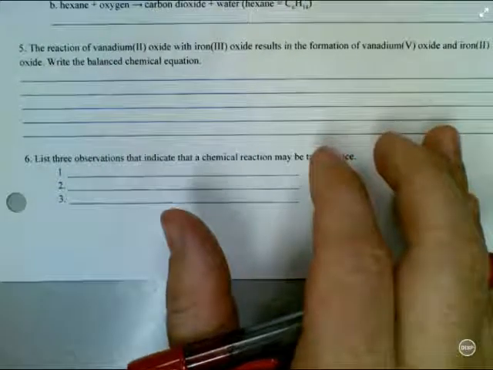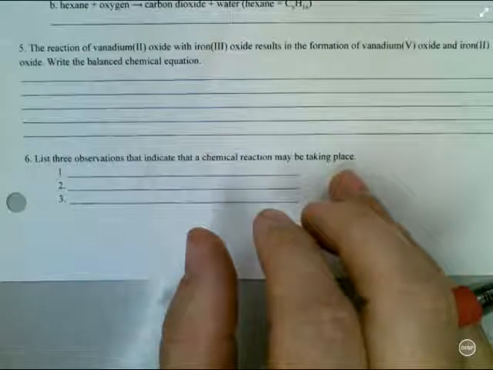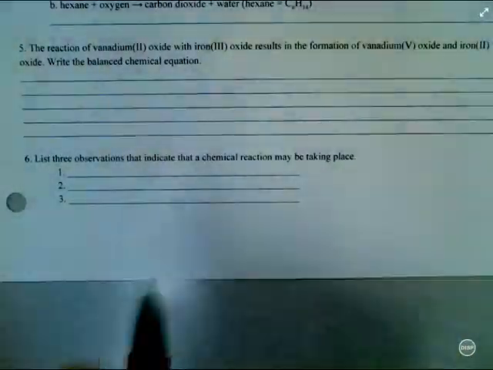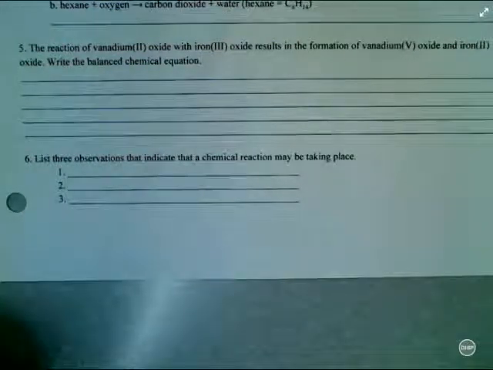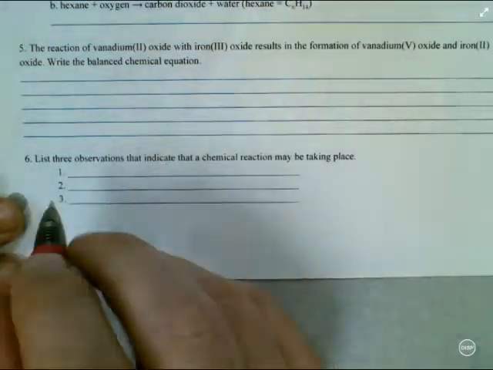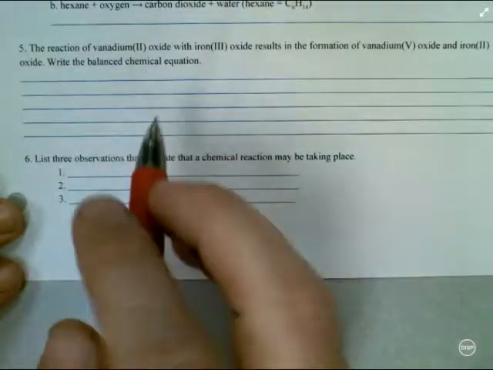All right, let's look at number 5. The reaction of vanadium 2 oxide and iron 3 oxide results in the formation of vanadium 5 oxide and iron 2 oxide. And so we're not really changing the Fe's and the O's and the V's. What we're changing is the oxidation state and the charges that these two metals have in each oxide. They're wanting us to balance this chemical equation.